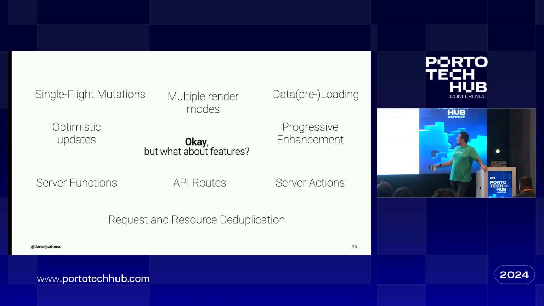Let's see. We've seen data preloading, data optimistic updates. We've seen them working, but we didn't see the code. But it's basically just using a function, a primitive called useSubmission, that whenever an action is in flight, useSubmission has access to that. We've seen progressive enhancement, server functions we've seen, server actions we've seen.